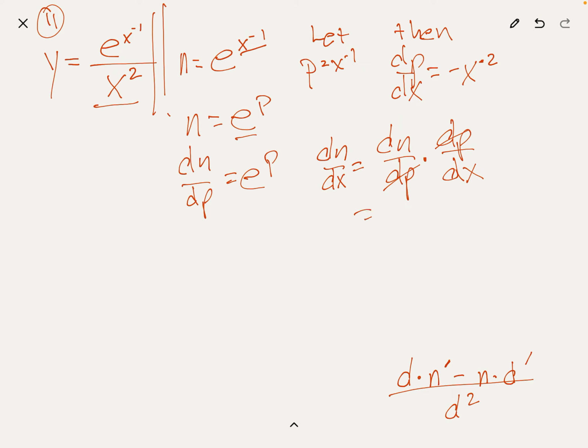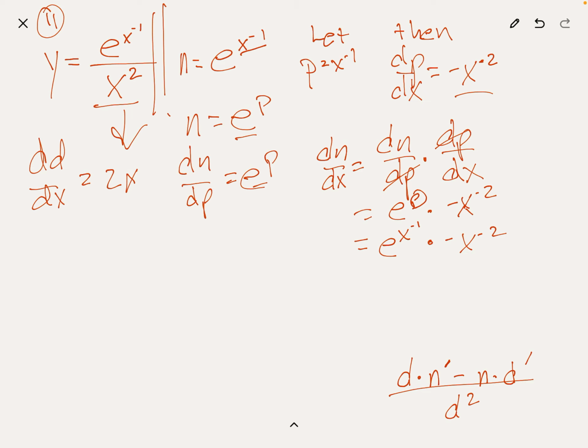And we plug in dn dp. Well, that's right here. So it's e to the p times dp dx, negative x to the negative 2. And then we just have to plug in for p again. So it's e to the x to the negative 1 times negative x to the negative 2. Now dd dx, that's easy. That's just 2x, right? So that's easy.